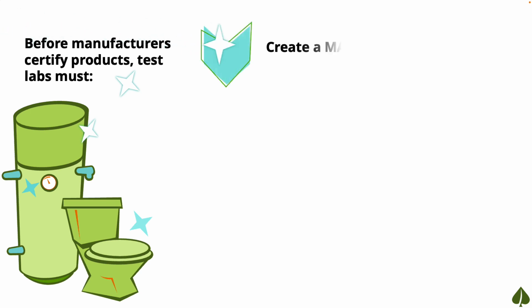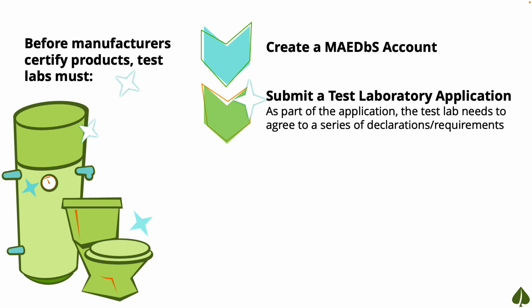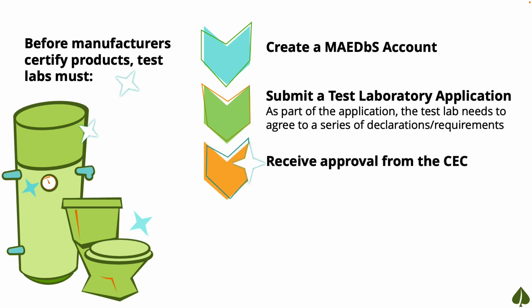Before selling or offering a product for sale, manufacturers of Title 20 regulated products must meet the performance, testing, marking, and certification requirements. This means that before manufacturers can certify a product, the test lab they're using must be sure they have created a MAEDbS account, submitted their application, and have been approved by the CEC.